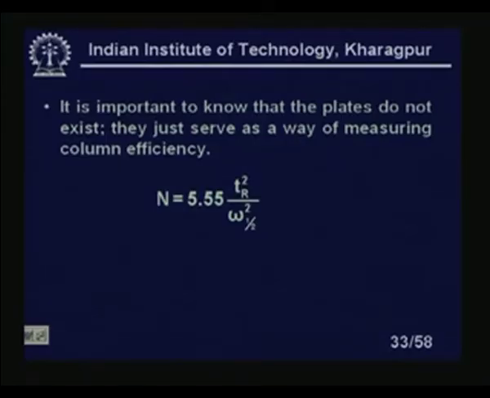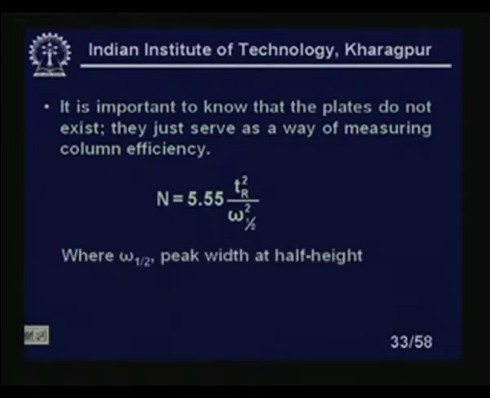N equal to 5.55 T R square upon omega half square. What is this? Where omega half is the peak width at half height. Okay, it is the peak width at the half height, and N equal to L by H.